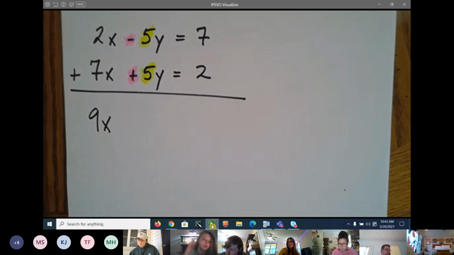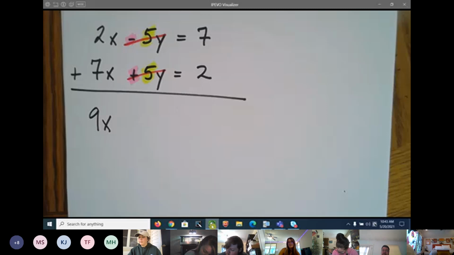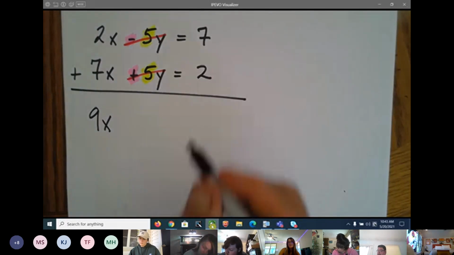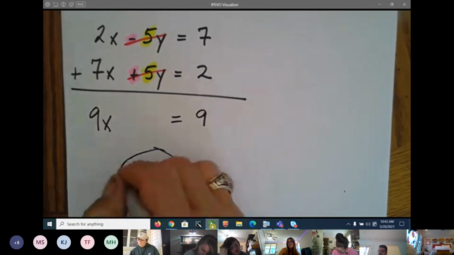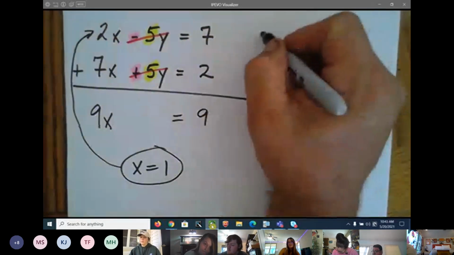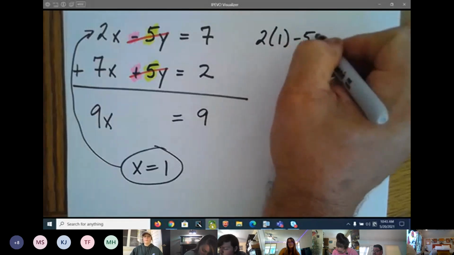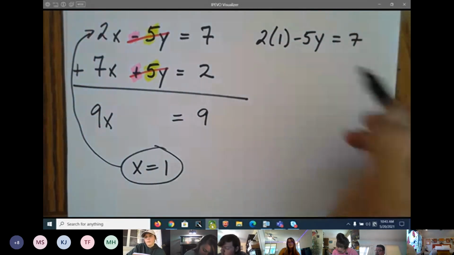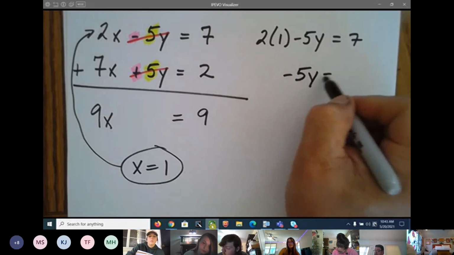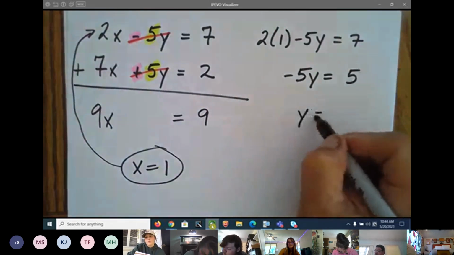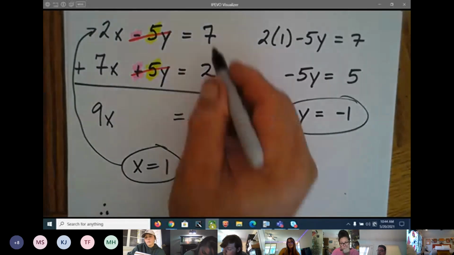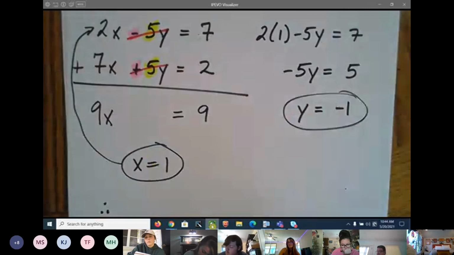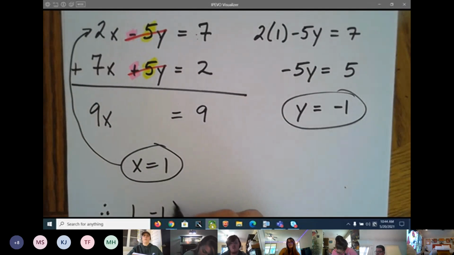What happens to the y terms? Time for the red pen. They cancel. Equals 9x is equal to 1. Back substitute. I don't care which one. 2 times 1 minus 5y is equal to 7. Negative 5y is equal to 5. Y is equal to -1. Therefore, these 2 lines intersect at 1 and -1.